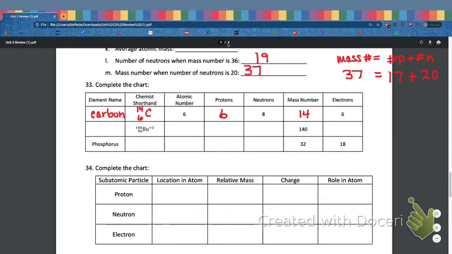Okay, so this next one, they give us the shorthand here. So this is giving us a lot of information. It's telling us by the symbol that this is barium. It's telling me that my atomic number is 56. That's this number down here. That's the number of protons in the nucleus, right? The mass number is 140. So to find the number of neutrons here, we're going to take 140 minus 56.